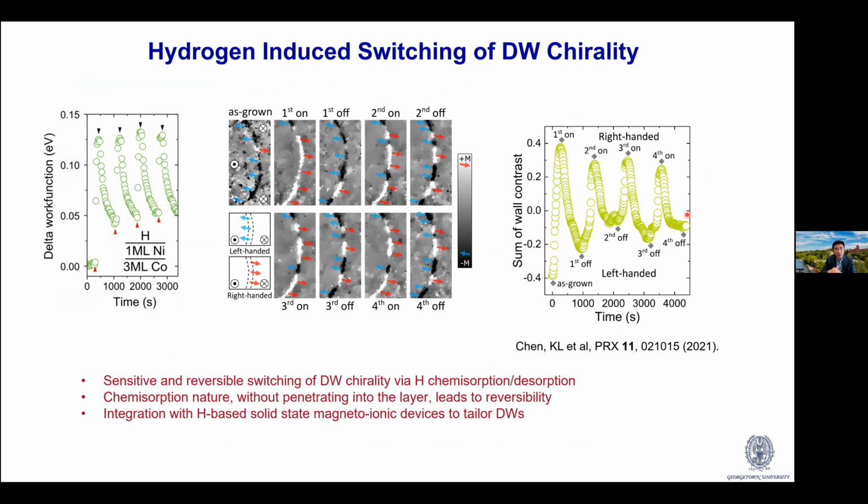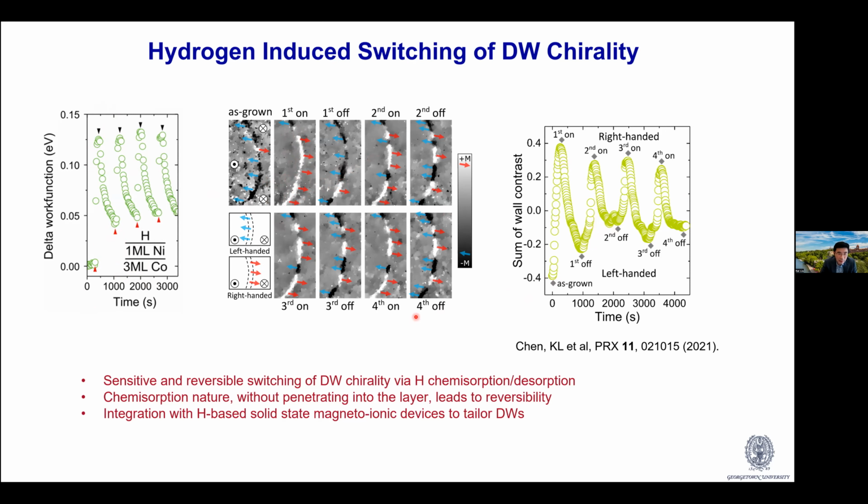And this switching is reversible. Here we've done a few cycles. On the left-hand side, we show the electron work function change, which monitors the coverage of hydrogen on the ferromagnetic surface under the UHV environment. We see this back and forth switching, and correspondingly, the contrast along this domain wall changes from left-handed to right-handed. As we introduce hydrogen, it switches. As we turn off hydrogen and pump it away, it switches back. And then we can repeat this back and forth.